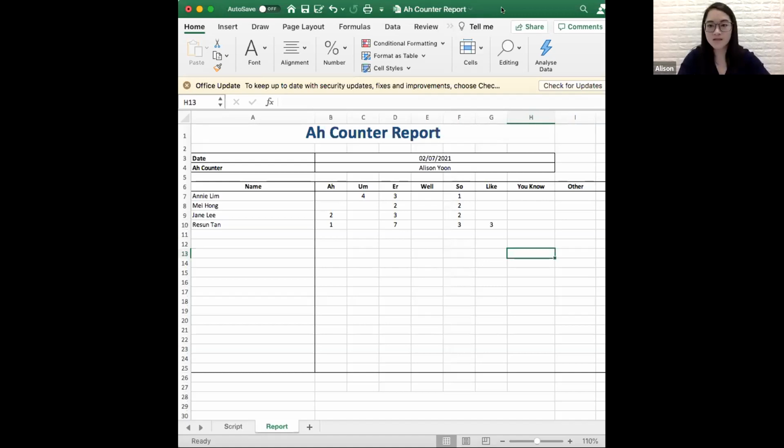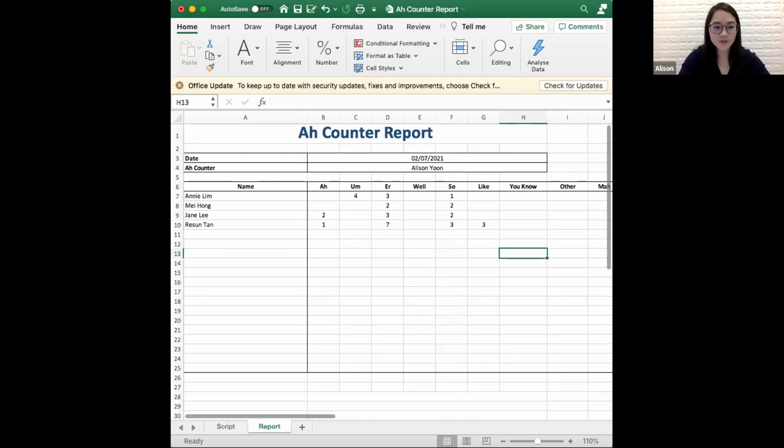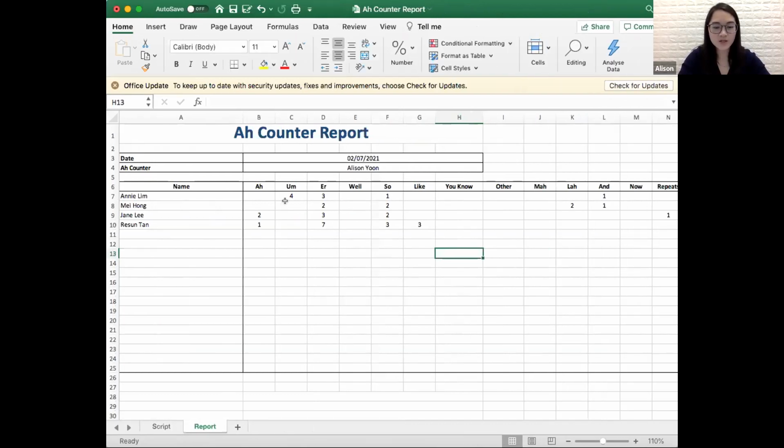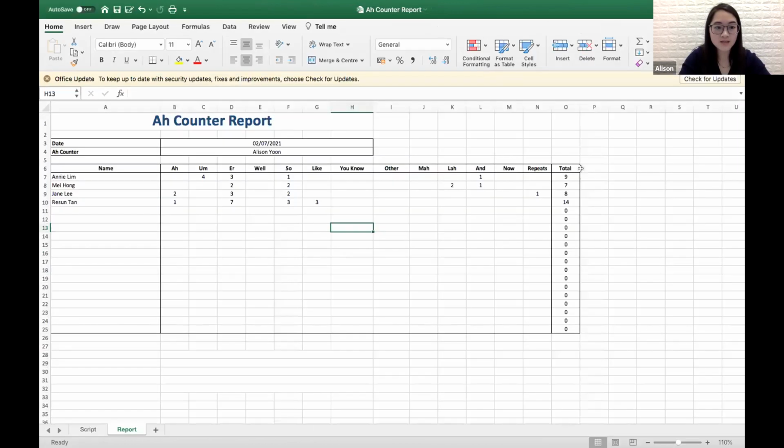Okay, so this is my report. For the first speaker, Annie, she has a total of 9 speech clusters. For Mei Hong, 7 in total. Jane, 8 in total, and for Risan, 14 in total, which is reasonable because she has a longer speech.